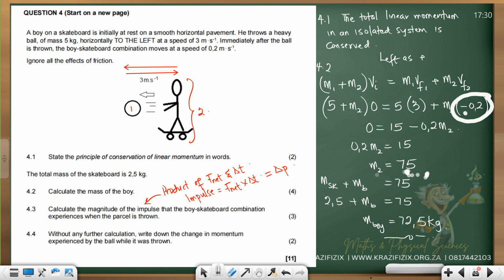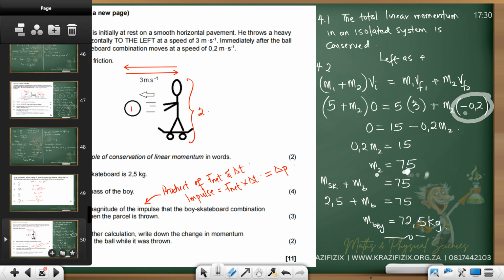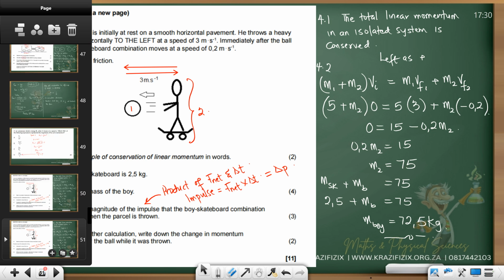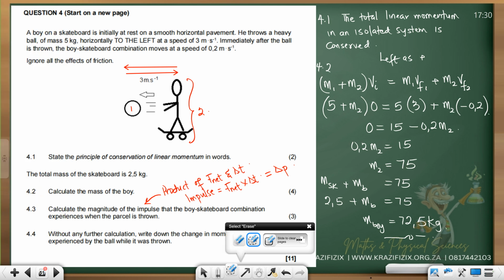Calculate the magnitude of the impulse that the boy-skateboard combination experiences when the pass is thrown. We're looking for the impulse. Now, normally, impulse would be what? F net times delta t. Okay, this one, please, I would love you to see the way I'm going to interpret this whole thing.